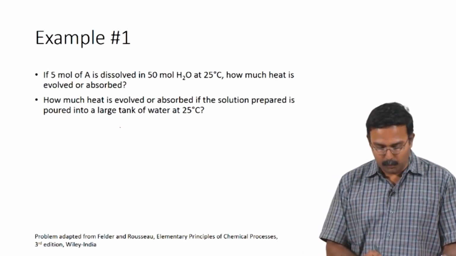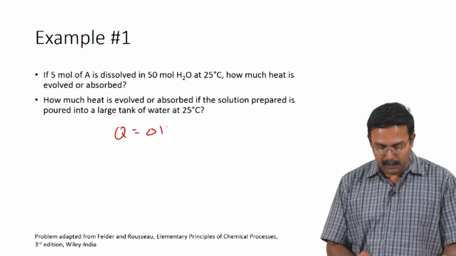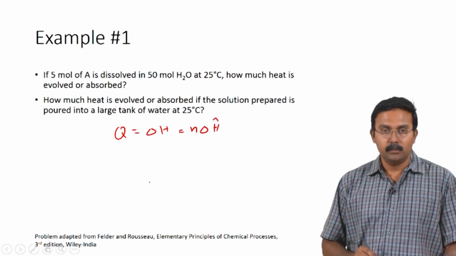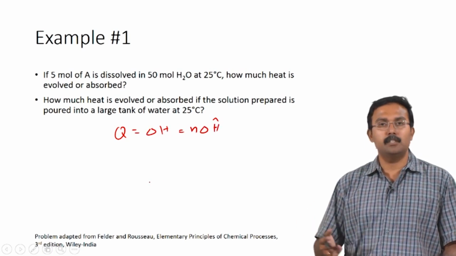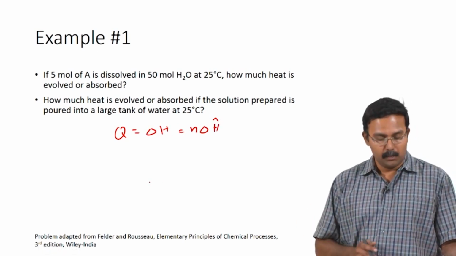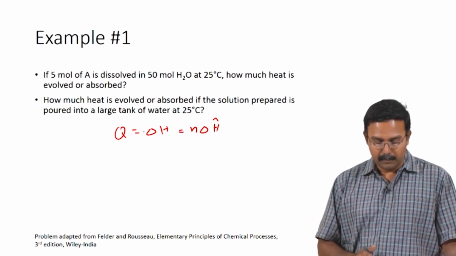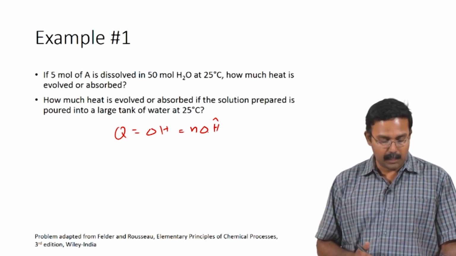So, the Q would be equal to delta H, which is equal to N delta H cap. Here we are assuming no change in kinetic energy, potential energy and shaft work. So, this would mean this equation simplifies for the open system to Q equals N delta H cap.